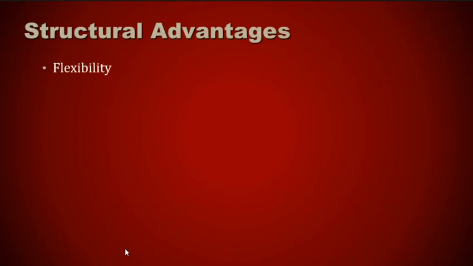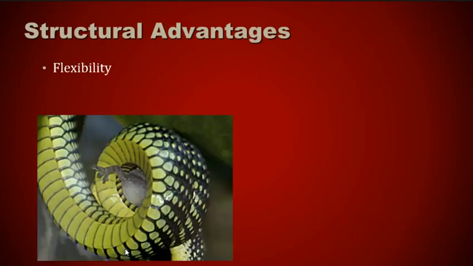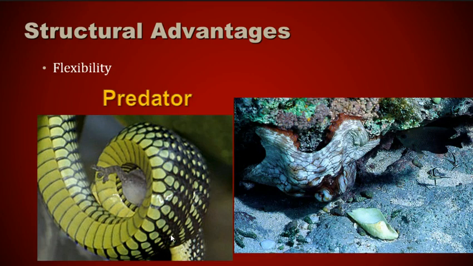Another really big thing would be flexibility. It is helpful to be super flexible. Here you can wrap around your prey, crush it. That would be a predator. But if you are prey, it's very helpful to be able to blend into the rock right here, or even get into one of those tiny spaces, right? Now, in this case, you're looking at an octopus, and they are both predator and prey, and they employ this strategy both as predator and prey.